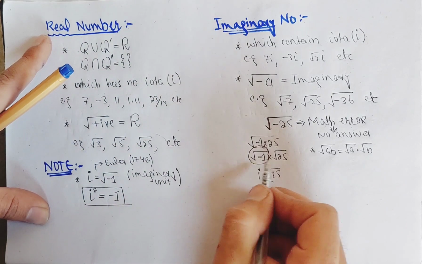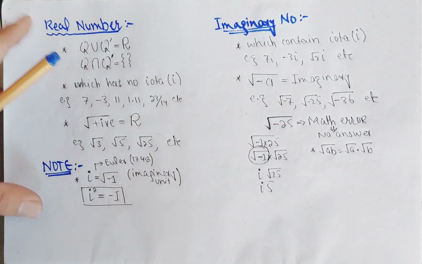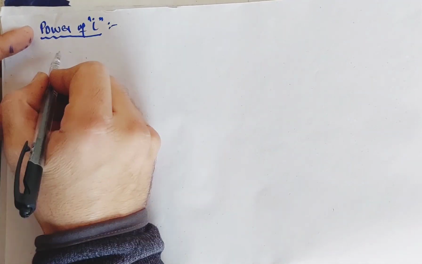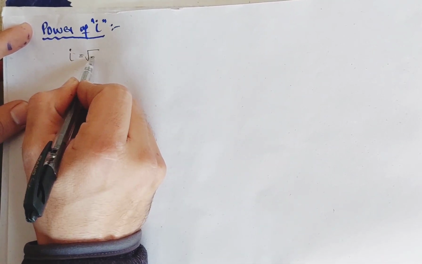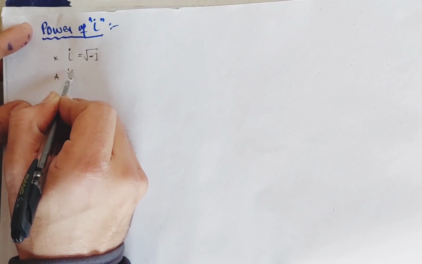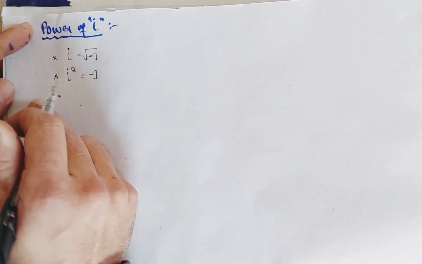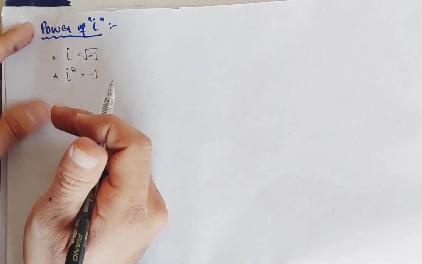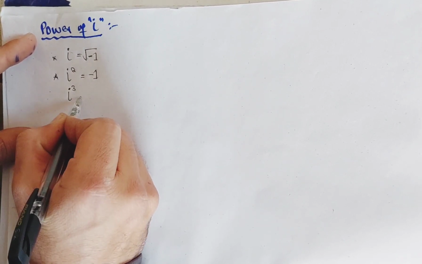Let's take different powers of iota. First, iota is equal to, as we know, under root minus 1. If I take square of this, so iota square is equal to minus 1. If I further multiply iota to both sides, so iota cube will be equal to what? Multiply iota to this side and this side, so this will be equal to minus iota.